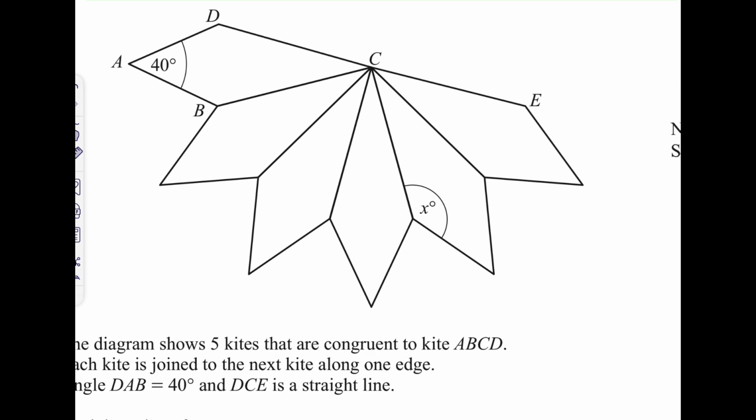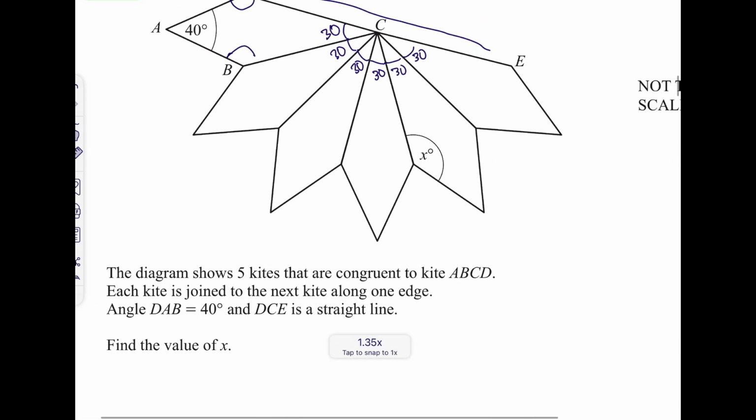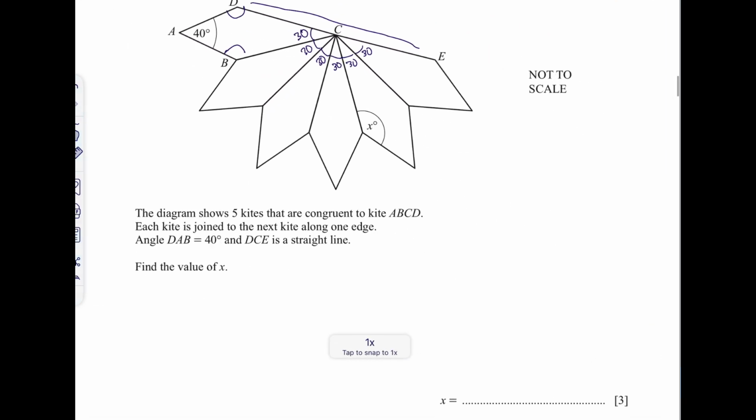And if you assume that DCE, this line, is basically a straight line, that means the angle on this line would be 180. And since there are 6 kites, if we do 180 divided by 6, we know that this angle inside them would be 30. 30, 30, 30, 30, 30, as well as 30. Now we know that the opposite angles in a kite are always equal. And the total angle would be 360 since it's a quadrilateral. So what you're going to show is that 180 divided by 6 is basically 30.